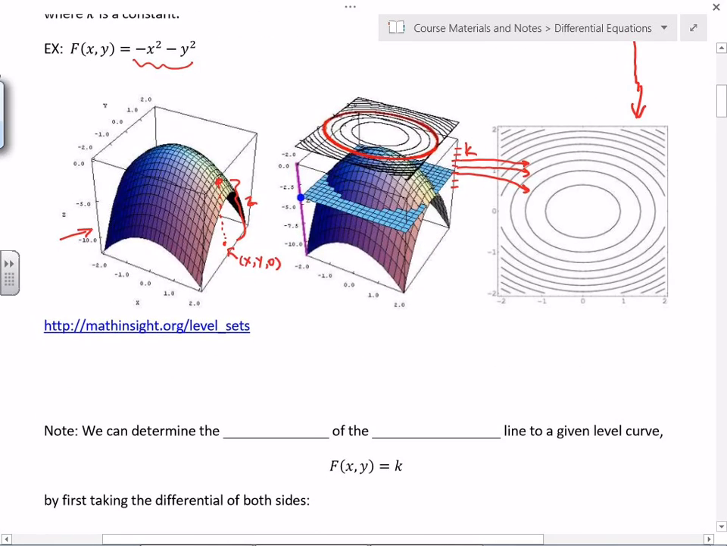What I really care about is, given any particular k, if I've got f of xy equals k, that is one of these curves. Let's say it's this curve right here. For a specific k, the question is, pick any point on there, what's the slope of the tangent line? What's dy dx at that point? And how do we get there from f of xy equals k?